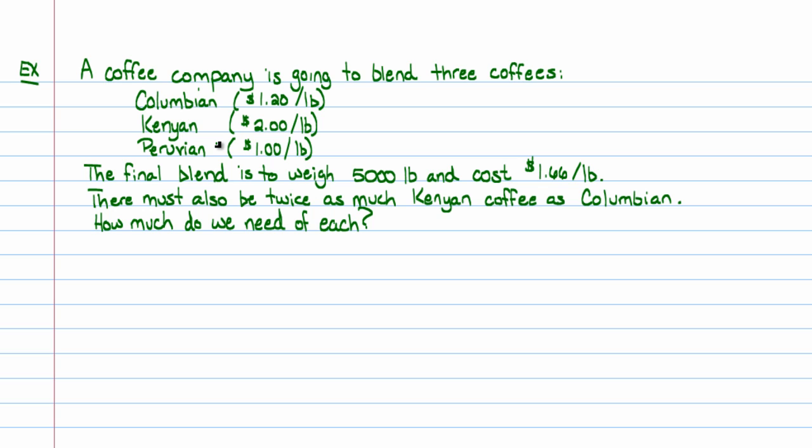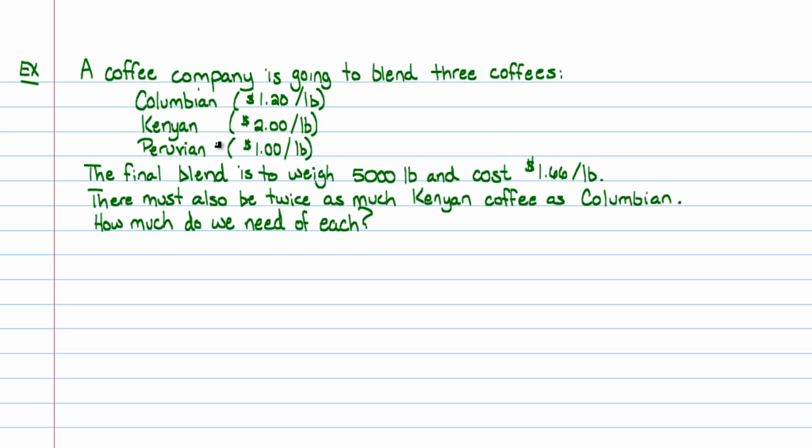Now, I have to apologize. This example, and in fact several of these examples, are from an older textbook, and so I haven't updated the prices on them at all. As you're about to see, a coffee company is going to blend 3 coffees. You have 3 different types of coffees: a Colombian, a Kenyan, and a Peruvian, and they're worth $1.20 a pound, $2 a pound, and $1 a pound, respectively, which obviously does not represent today's prices.